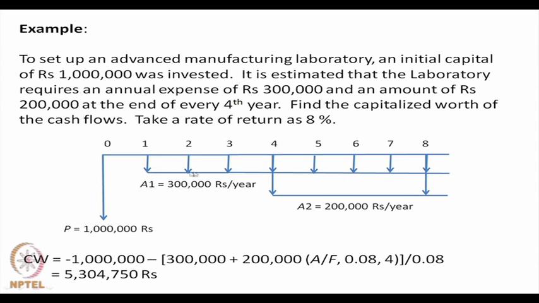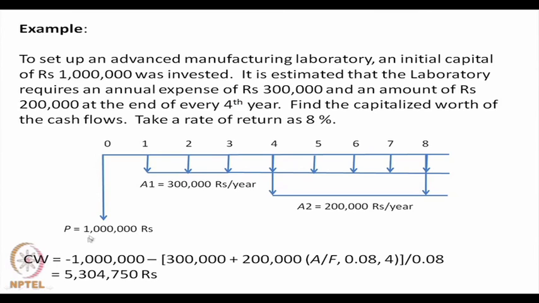So, 300,000 rupees is the annual operating expense for the laboratory, and at the end of every 4th year there is some maintenance expense. So, here there is an expense, here also there is an expense, and in the 12th year there is another expense of 200,000, whereas 300,000 rupees per year continues throughout every year. Now, this continues for a very long time. We are assuming that to be infinity, and therefore, we can straight away use the capitalized worth method, meaning we can find the present worth of this.